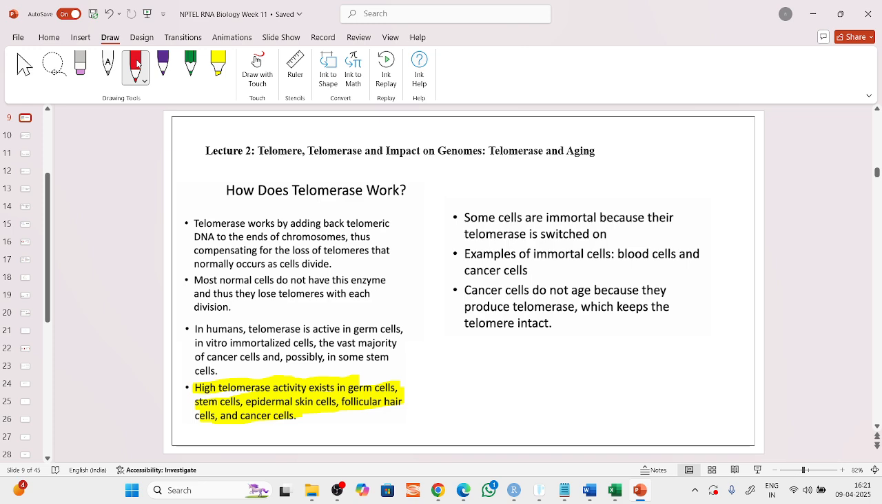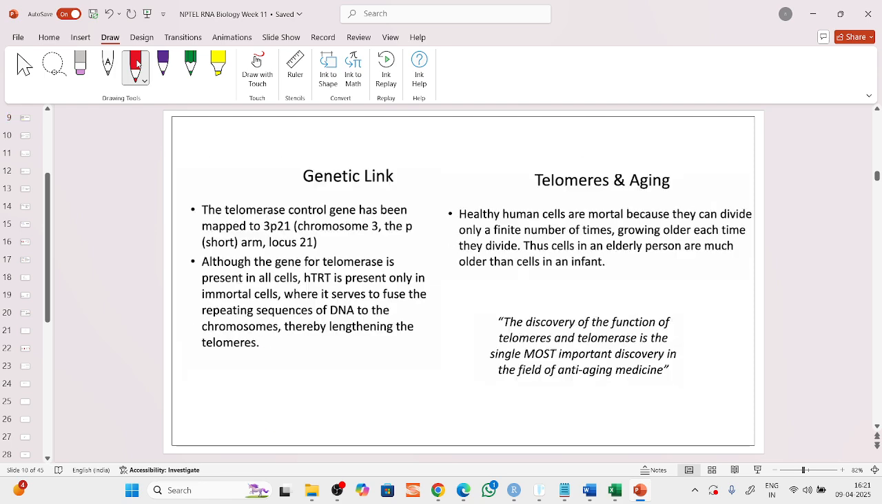Cancer cells do not age because they produce telomerase, which keeps the telomeres intact. So that is why in cancerous cells, you see uncontrolled proliferation of the cells. Why is uncontrolled proliferation happening? Because the cells are continuously dividing. Since telomerase is continuously adding the telomeres, there is no problem at all. Okay, so that is what happens.